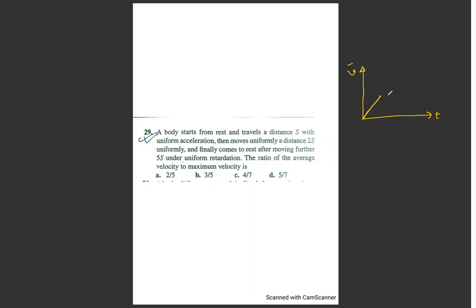Then it moves uniformly a distance of 2s. Uniformly means acceleration is equal to 0, so the slope needs to be 0. So the line will become like this. Again, finally it comes to rest. If it was moving uniformly, it has to retard to come to rest for further 5s. Okay, so these lines are not symmetrical. So this is going to be a little bit larger. Fine. So this is the story actually.